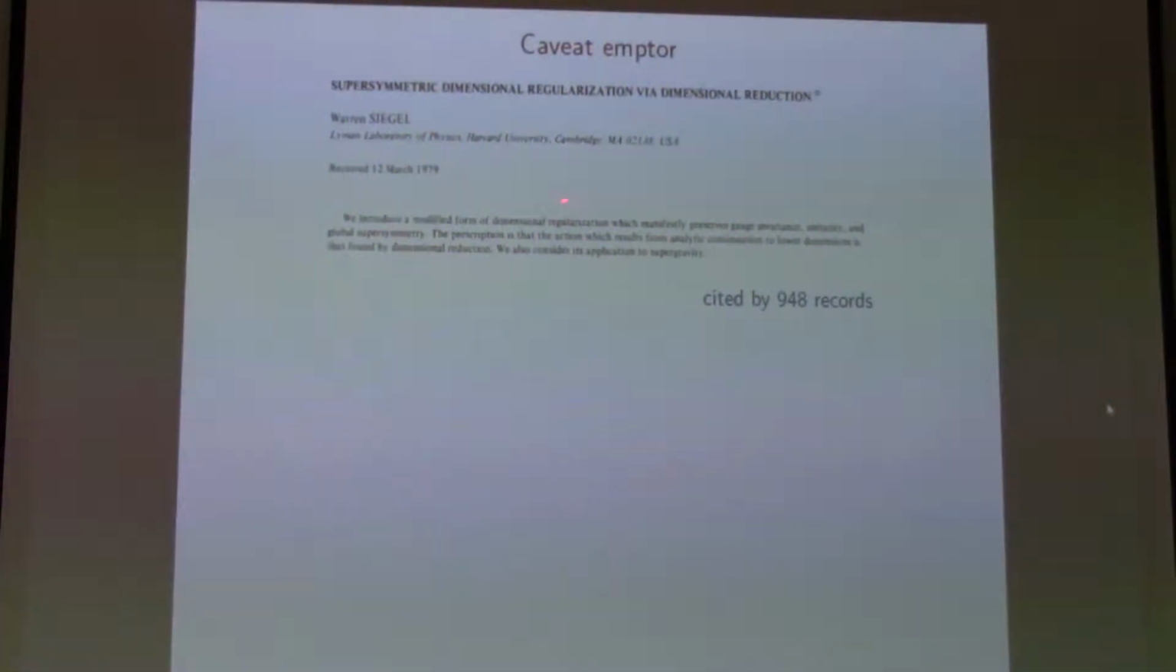theories. This was first, at least in flat space, discussed by Warren Siegel in 1979, about how to do dimensional regularization for supersymmetric theories. And as you can see, it has a lot of citations. At least this was the number sometime in October.